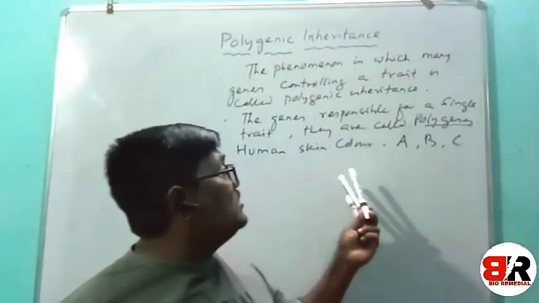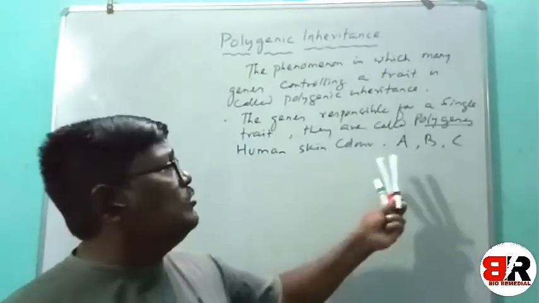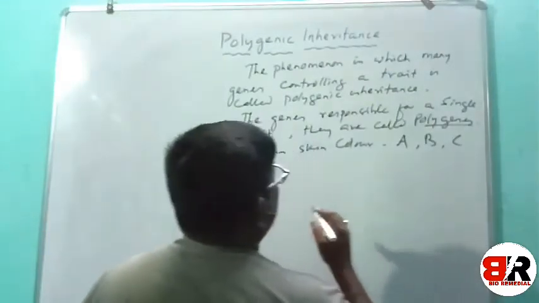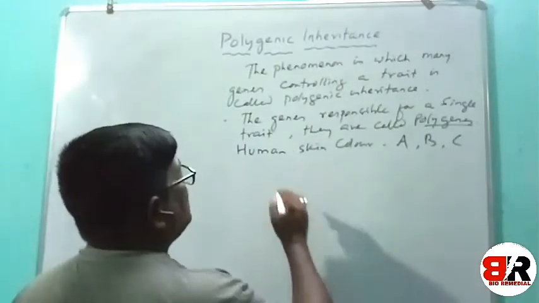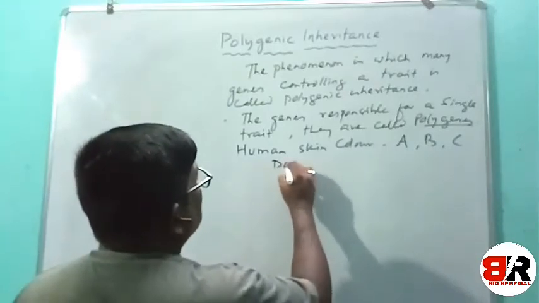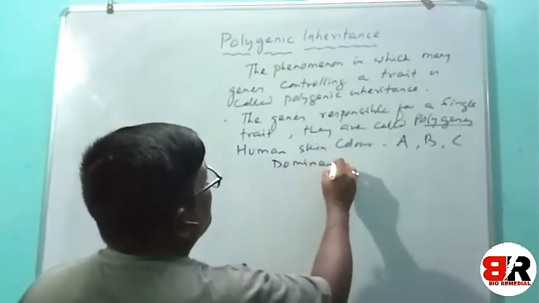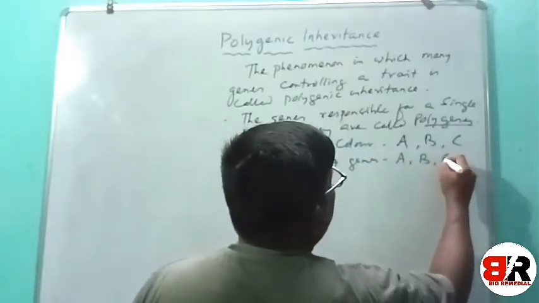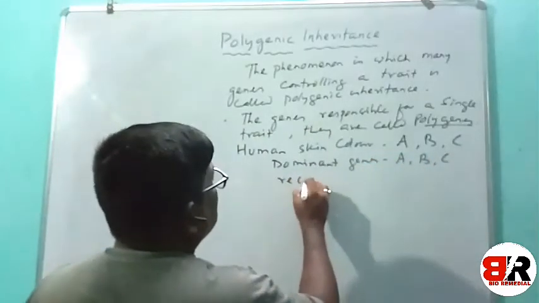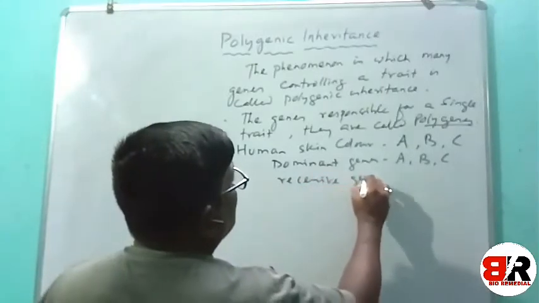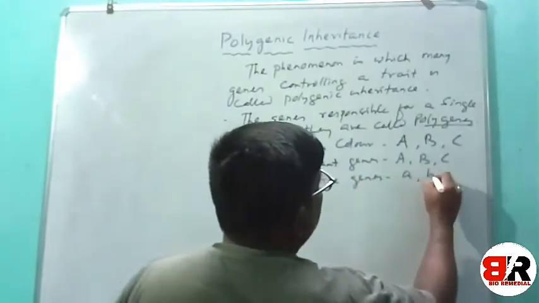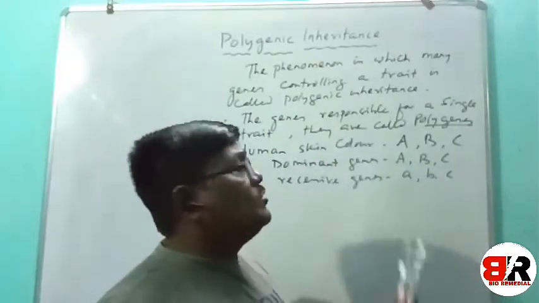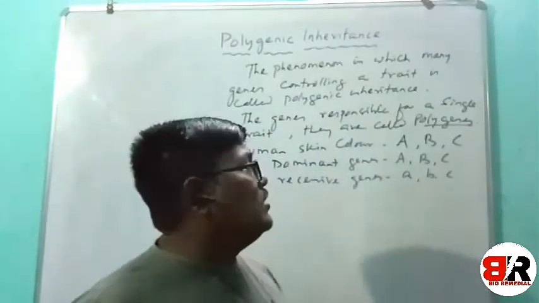Suppose human skin color is controlled by 3 dominant genes A, B, C and 3 recessive genes. The dominant genes here are capital A, B, C, and the recessive genes are small a, small b, and small c. Suppose these are the pairs of genes controlling human skin color.